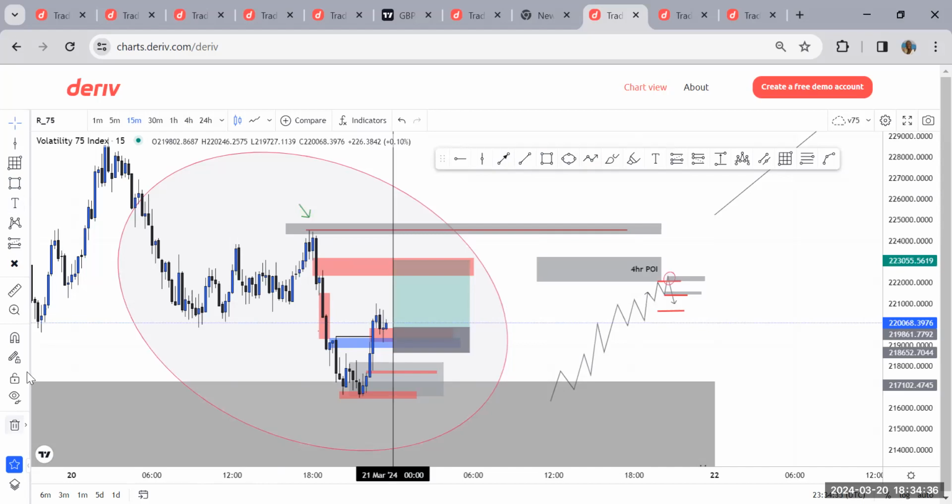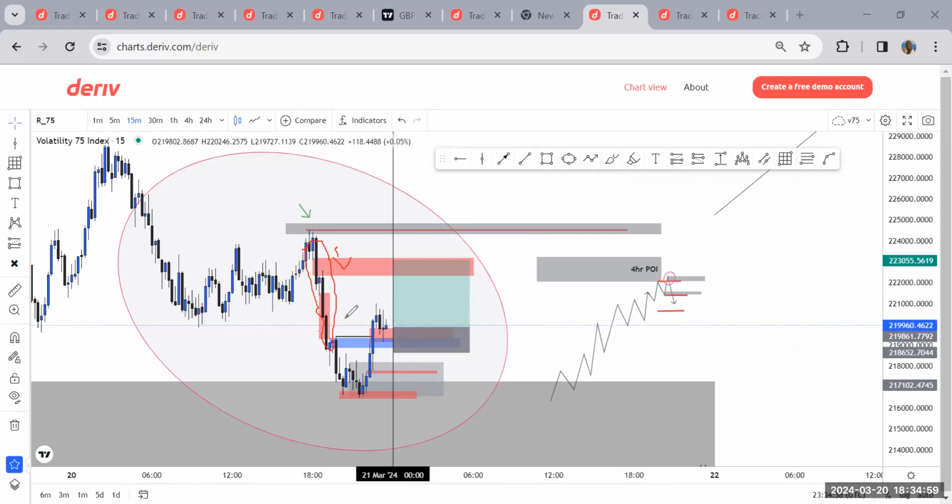Price must definitely reach this fair value gap to fill it up for us. So we have to balance all these imbalances here. And that is what price is seeking to do now. You have to balance that.